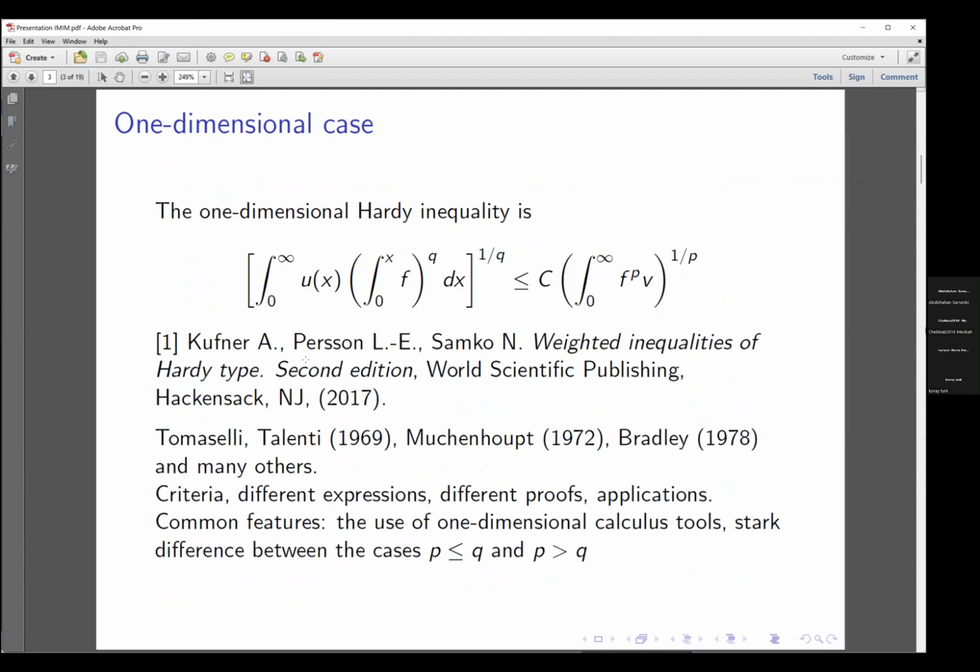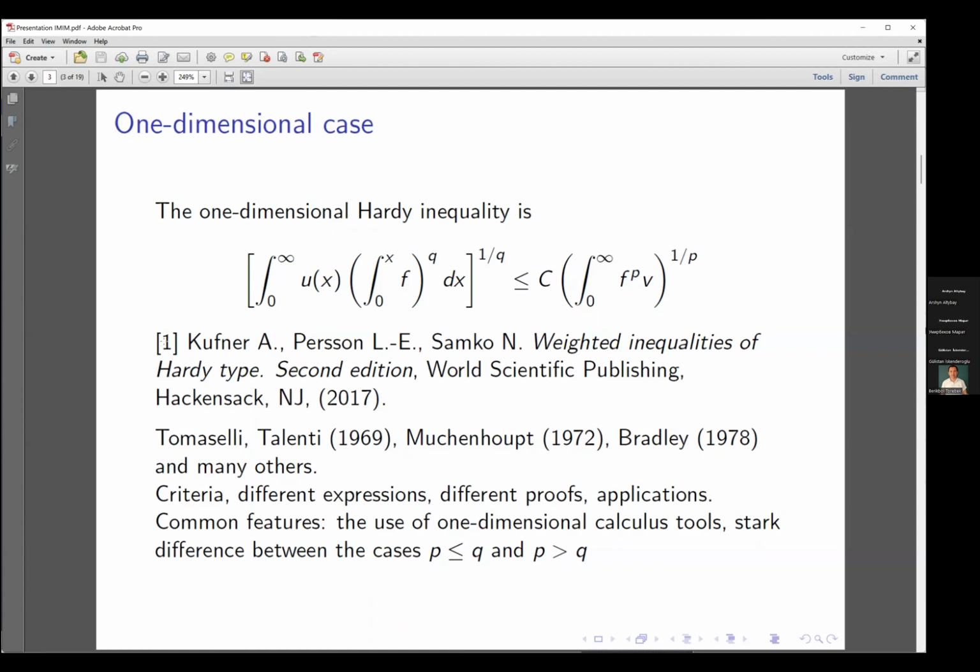In the one-dimensional case, we in Kazakhstan knew about this type of result since the 1970s, and at that time we knew it under the name of Muckenhoupt. But it turned out that before Muckenhoupt, there were two Italians. I wrote their names here. Tomaselli and Talenti obtained their results in 1969. And then Muckenhoupt improved the proof, but the result was basically the same. And then Bradley extended the proof for the case P less than Q. And then much later, in the 1980s, Maz'ya and Rosin obtained the result for Q less than P, okay?